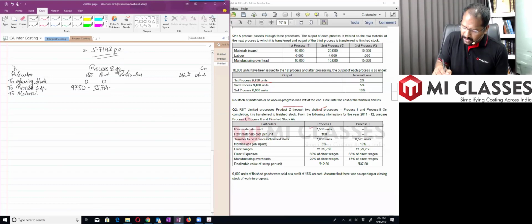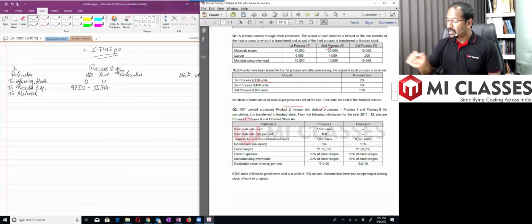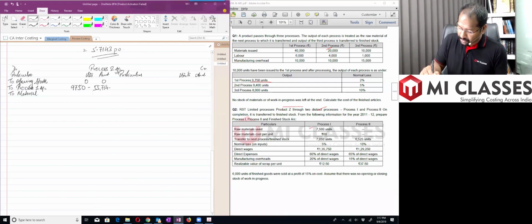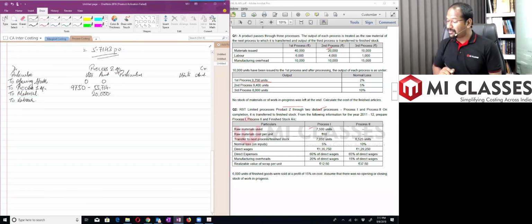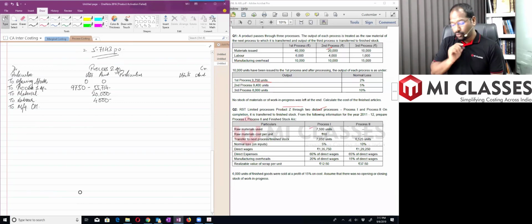So I have put a little more material in process 2 also. How much material cost have I incurred? Check out here, I have incurred 20,000 rupees on material. I have incurred labor also in process 2. How much labor cost? 4,000 rupees. Similarly, I have incurred manufacturing overheads in process 2 account. That is another 10,000 rupees.